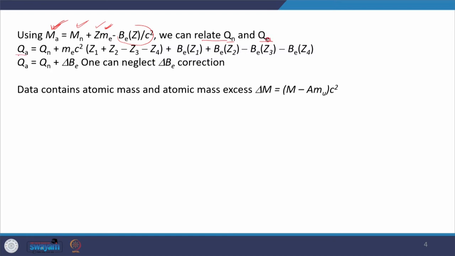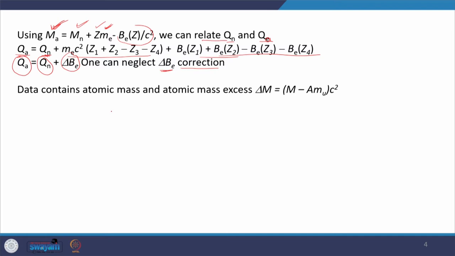Okay? So, the atomic Q value is nothing but nuclear Q value plus this expression plus the binding energies terms. So, finally, you can say that atomic Q value is the sum of two terms, nuclear Q value and delta Be. In general, one can neglect the delta Be, binding energy correction, it is very small. However, one interesting calculation let me present before you.